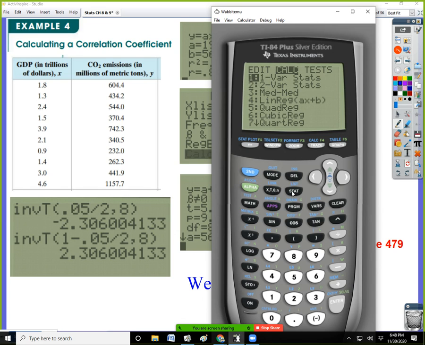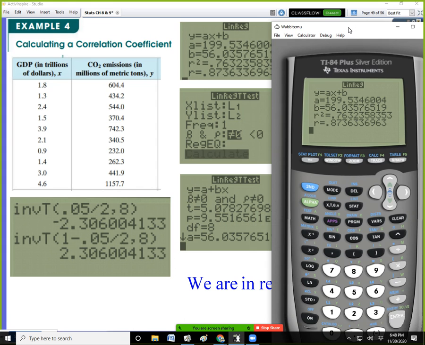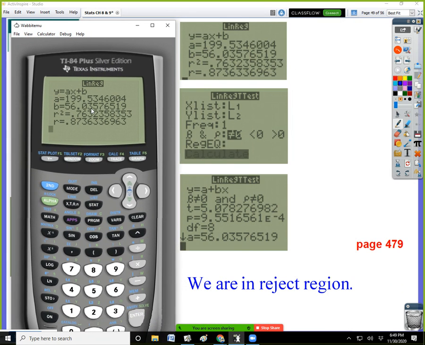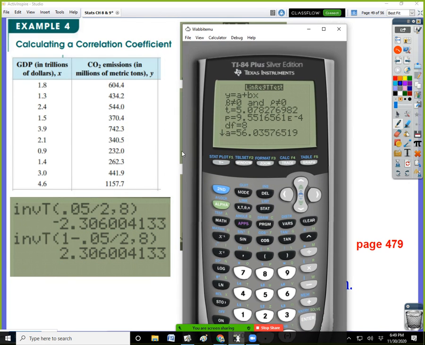Now, I go to stat calc 4, and I get 0.8736. Okay? You'll notice there's my 0.8736. Now, if I want to check my stuff, all I have to do is go to tests, LinReg t-test. Okay, list 1, list 2, frequency 1. I want not equal. Go down and calculate. And you'll notice that my t-value is 5.07. Okay, so I know that my rejection region is anything more than 2.3 or less than minus 2.3. So I'm at 5.07, so I know that I'm going to reject.